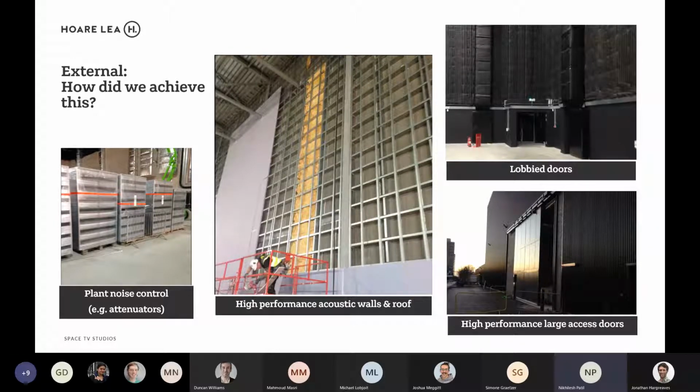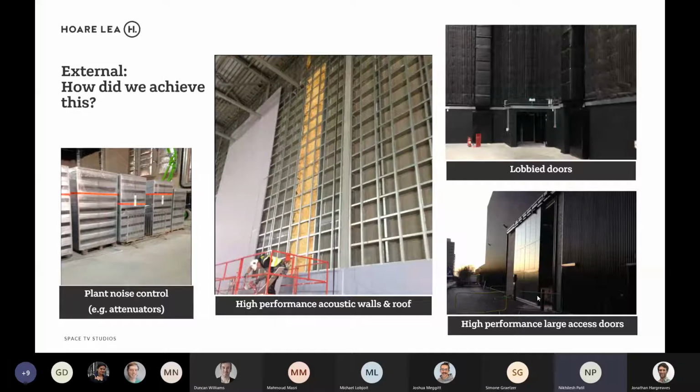So for plant, we usually go with different types of plant noise control, attenuators, acoustic louvres, etc., for different kinds of plant. For the internal noise break-in as well as noise breakout, we need to have very high performance acoustic walls that could have multi-layered partitions with big cavities to ensure very high performance, especially in the low frequency region.